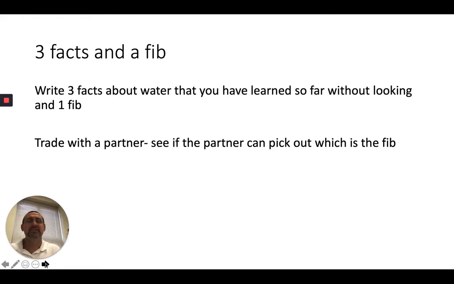So write down some things that you've learned so far about water and see if you, or one of your family members or someone nearby you, can pick out which 2 things are true, which thing is false.